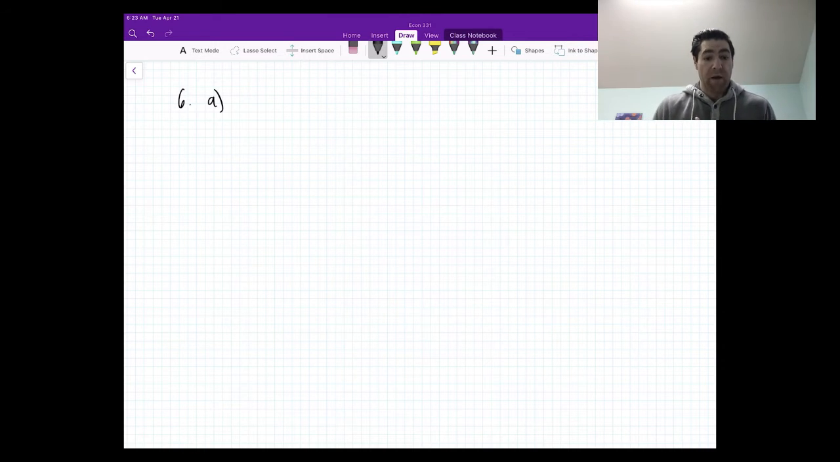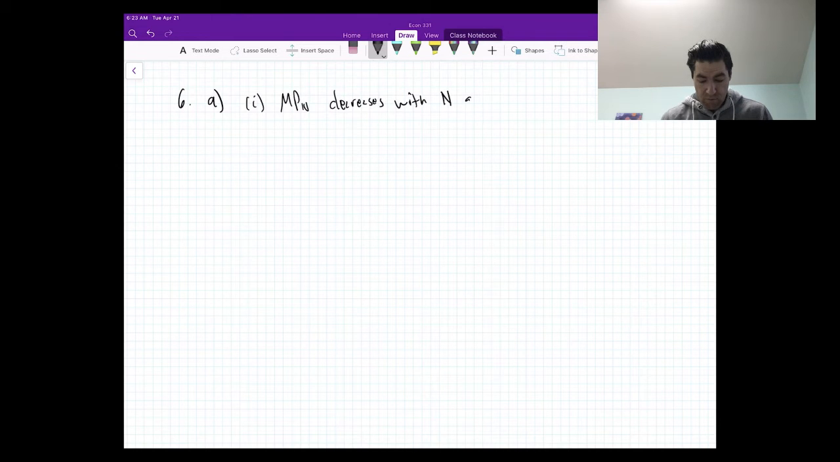one of the options we had was, well, what if the marginal product of labor changes with labor in different ways? So we had MPN decreases with N quickly or slowly.